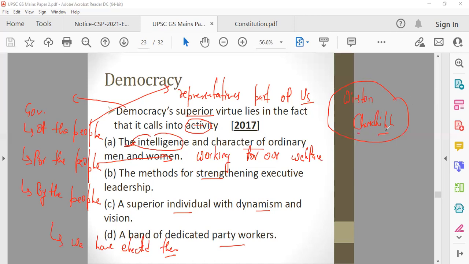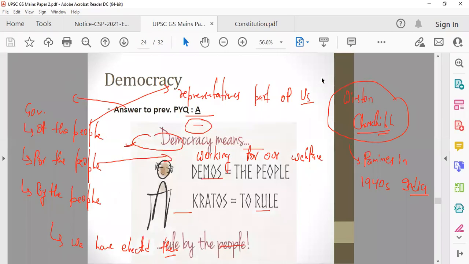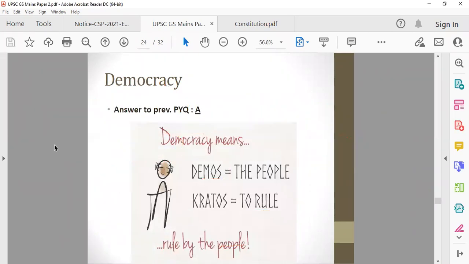And if you read about Winston Churchill, he was very much responsible for the famines which happened in 1940s India. So I personally don't like him. But again, here we are not talking about likes and dislikes. Hope you understand. The answer is intelligence and character of ordinary men and women. So democracy means demos, the people, kratos means to rule.